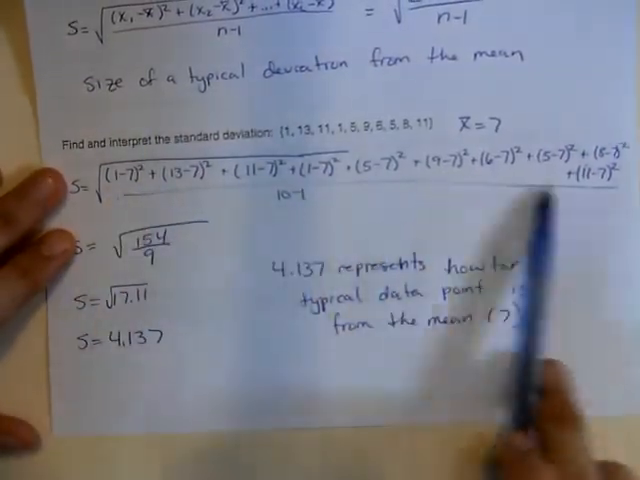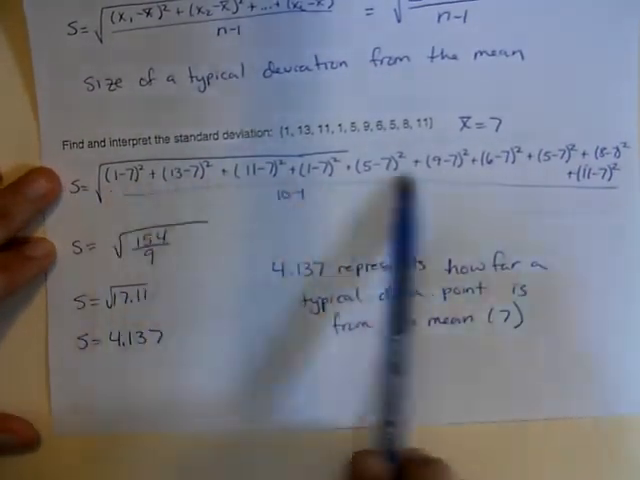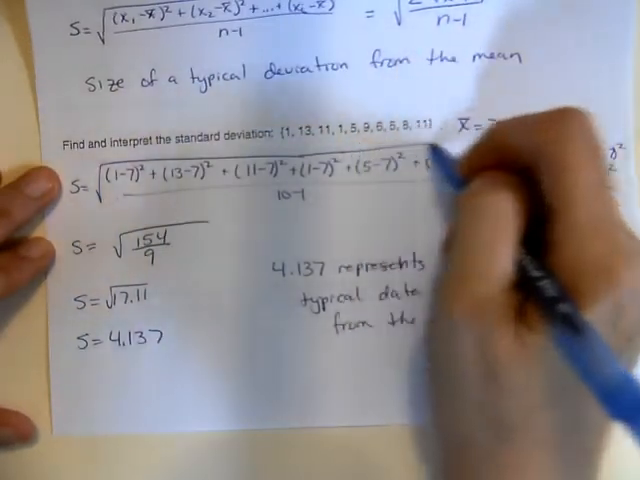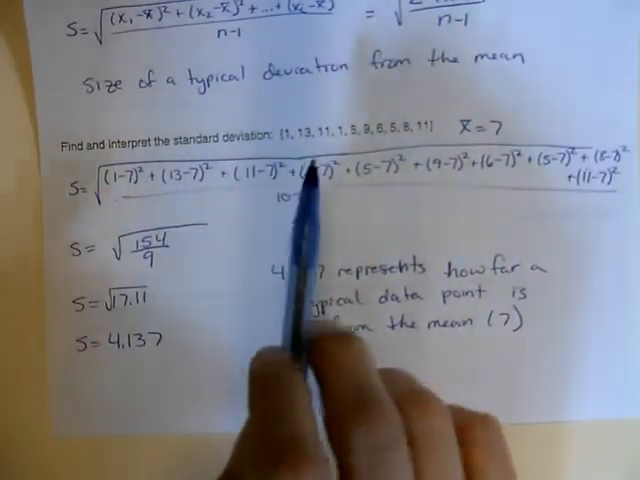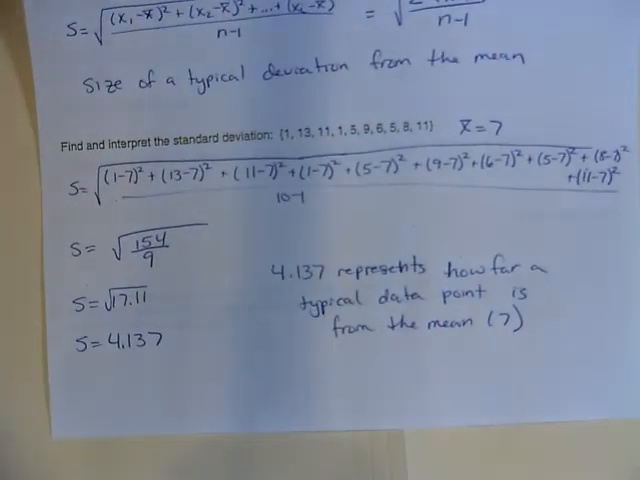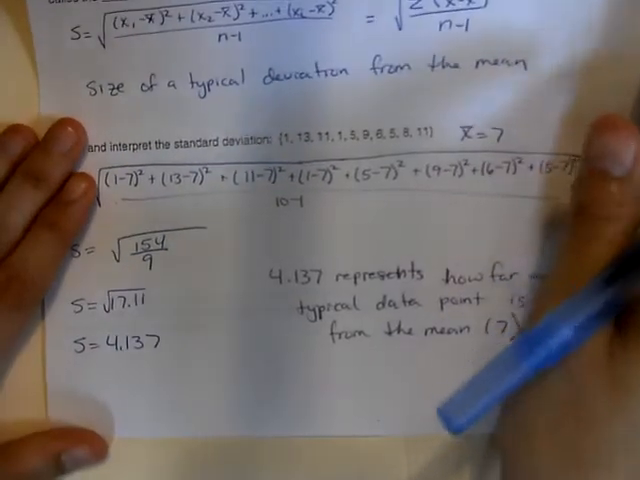Now notice we were squaring everything, and the reason that we square everything is because in some of these you'll have a negative, and then a positive, and then a negative. So squaring alleviates the negatives. If we square it, everything becomes positive.